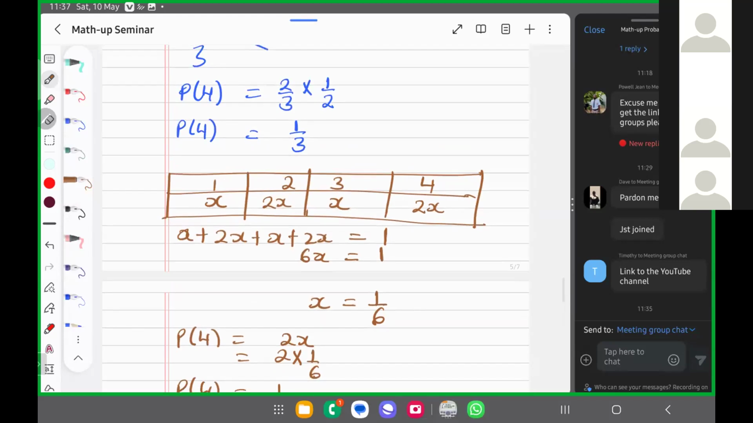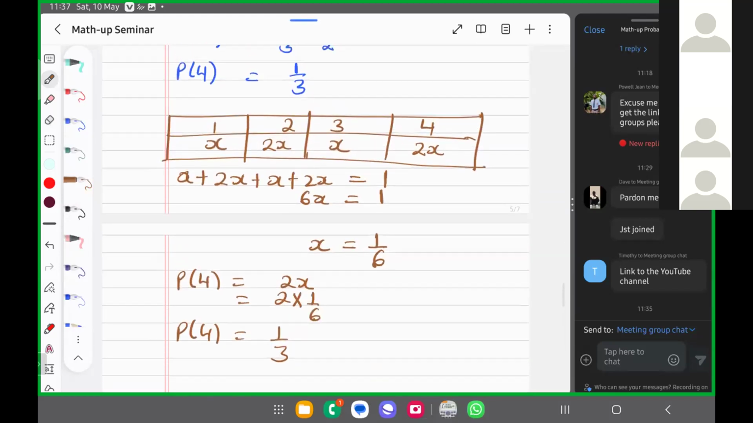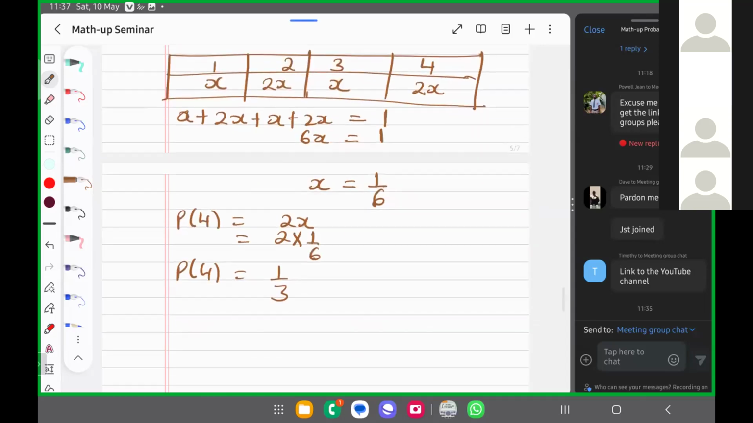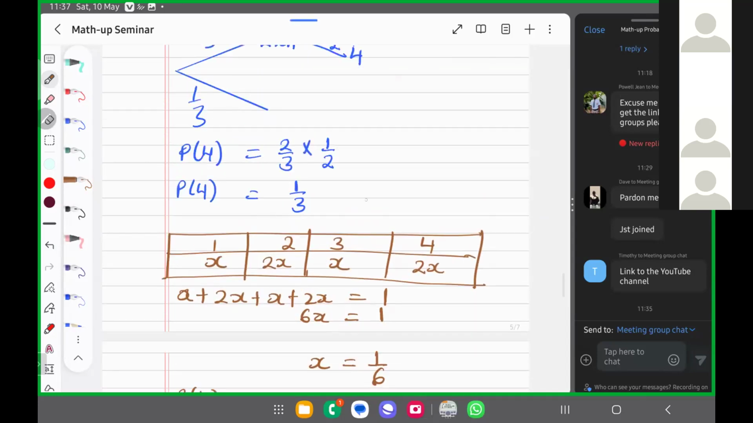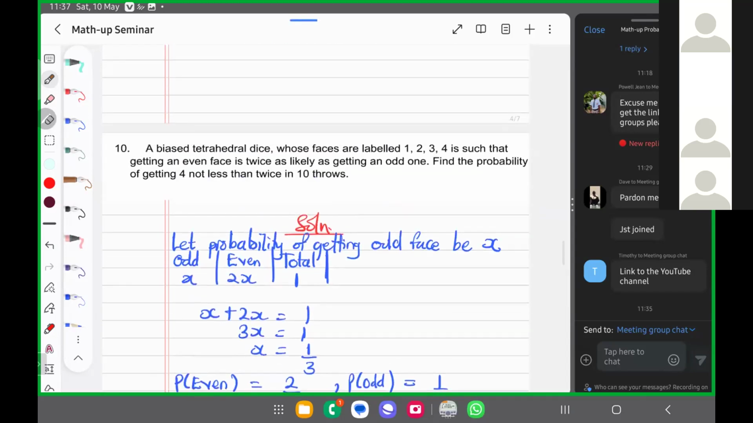So you see that we are getting the same answer, probability of getting a 4 as 1/3. So yeah, you can choose what works best for you. This is an alternative for just that part of getting the 4. Well, we are still working out our question. And that's to get the probability of getting 4 not less than twice in 10 throws.